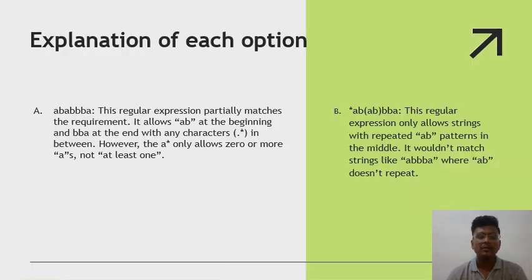The first regular expression partially matches the requirement. It allows AB at the beginning and BBA at the end with any character, dot asterisk, in between. However, the A asterisk only allows 0 or more A's, not at least one. The second regular expression only allows strings with repeated AB patterns in the middle. It wouldn't match strings like ABBBA, since AB doesn't repeat.